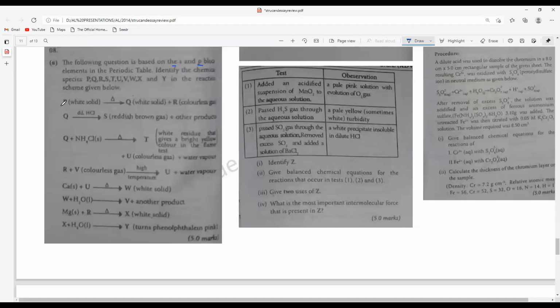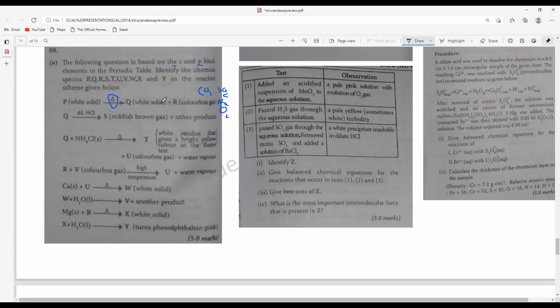P is a white solid. And Q is also a white solid, but when you heat it, it gives a colorless gas. So what do you think? What are the compounds that give you colorless gases? For example, this can be carbon dioxide, maybe SO2, and maybe nitrogen, maybe oxygen. These are colorless gases. So we don't know yet what it is.